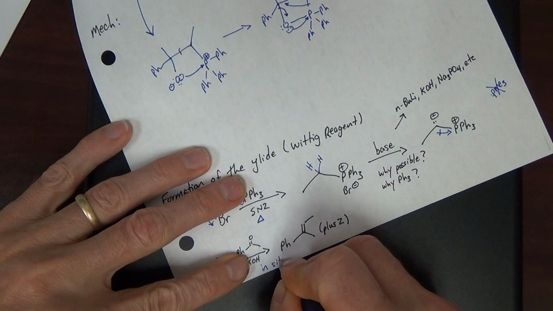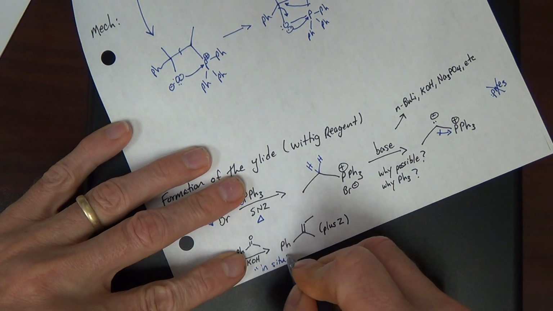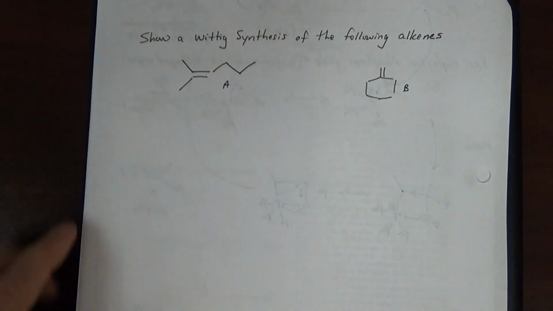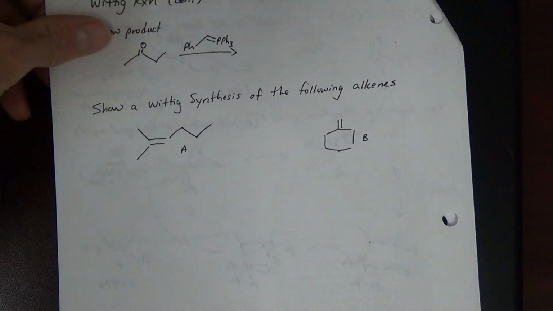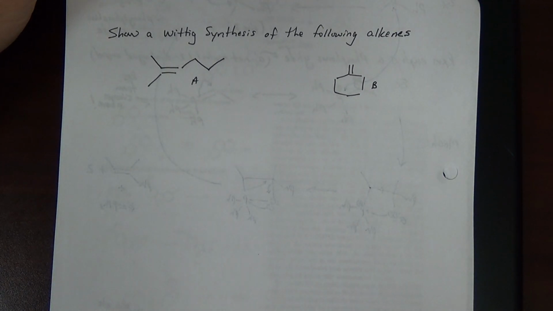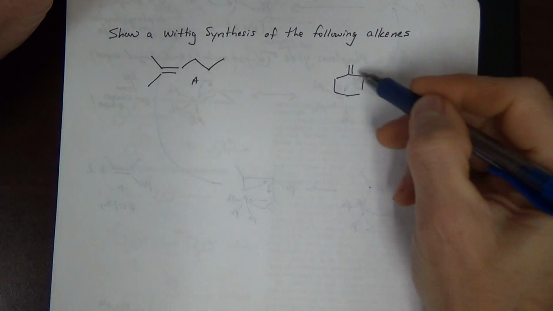Okay, the in situ approach, where the ylide is formed in situ, meaning in the reaction. Okay, great way to make alkenes. Now, let's think about this though. How did we make such an alkene before?